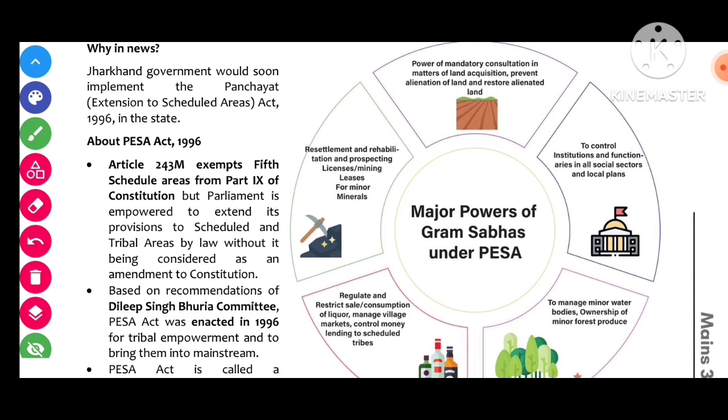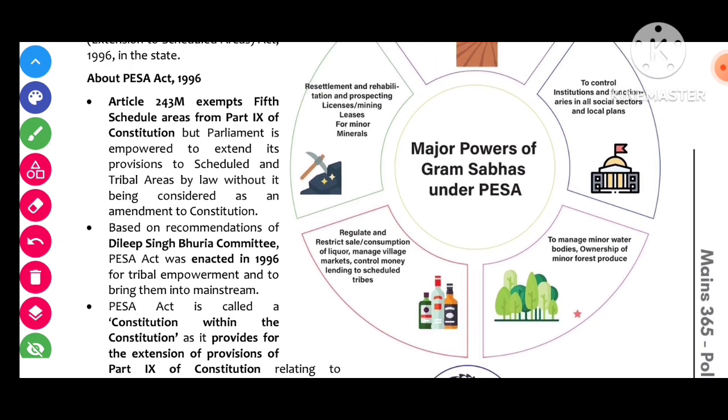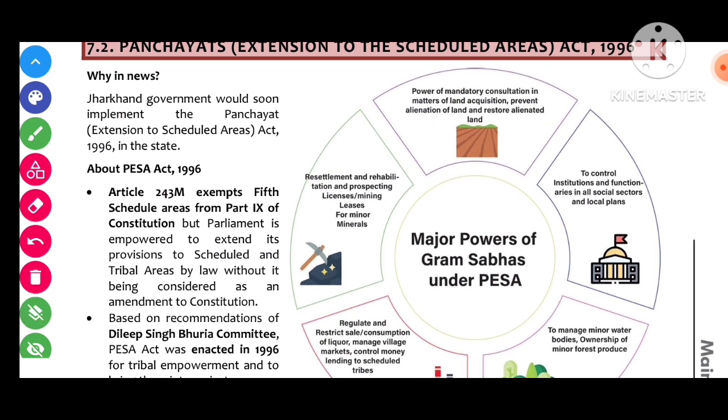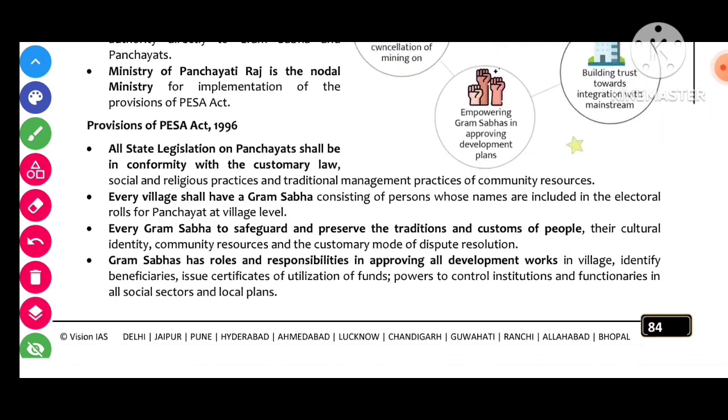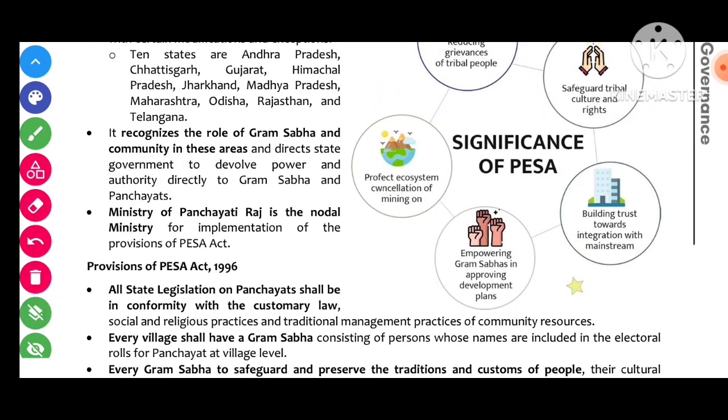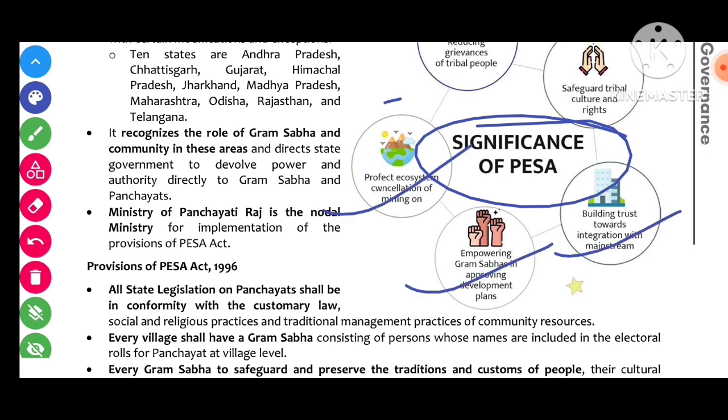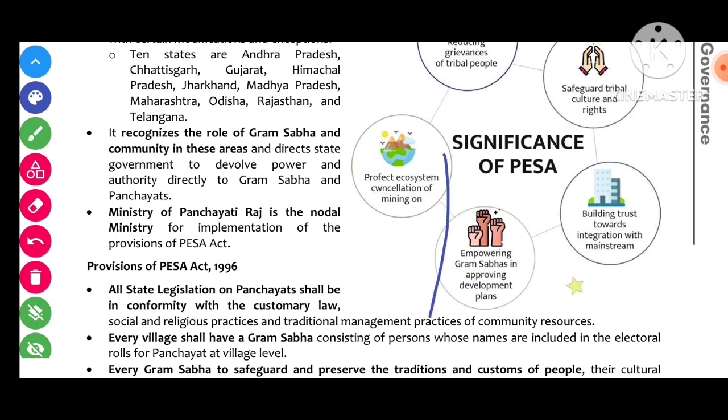Okay, and these are the powers of Gram Sabhas under the PESA Act. So remember this. For Panchayati Raj there are 29 subjects, and for municipalities 18 subjects are mentioned, so you can remember this. Okay, and what is the significance of PESA? You can mention these significances. Okay, and what are the provisions of the PESA Act?